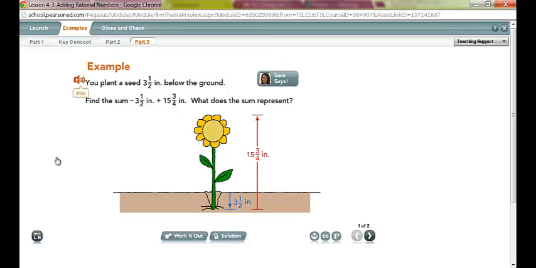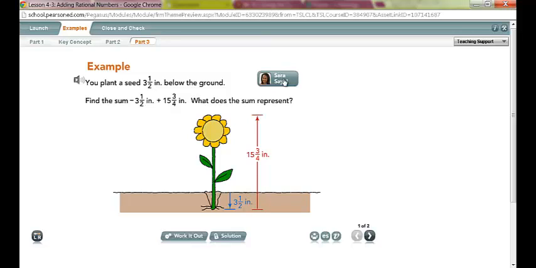You plant a seed 3 1/2 inches below the ground. Find the sum negative 3 1/2 plus 15 3/4. What does the sum represent? Okay, this negative 3 1/2 shows us that we're below ground. So if we're thinking of this as the 0 on a number line, we went down. And then from that point, the plant grew and it went upwards. So we see that the height is changing direction.